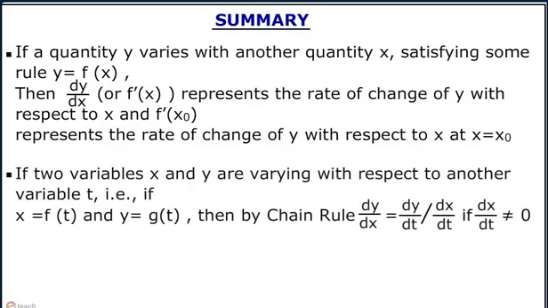If two variables x and y are varying with respect to another variable t, that is, if x = f(t) and y = g(t), then by chain rule dy/dx = (dy/dt) divided by (dx/dt), provided dx/dt is not equal to 0.